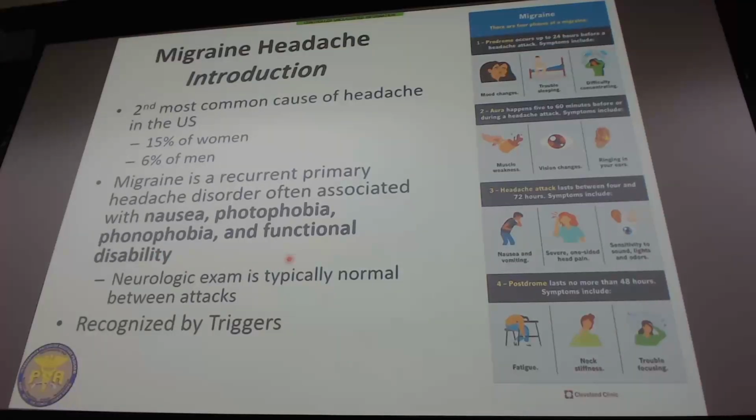When you have a tension type headache, you can go to work and exist, it sucks. When you have a migraine, no, you gotta go into a dark room and exist by yourself for a little bit. And then their neurologic exam is typically normal in between attacks. We don't see a lot of weird findings with these people.